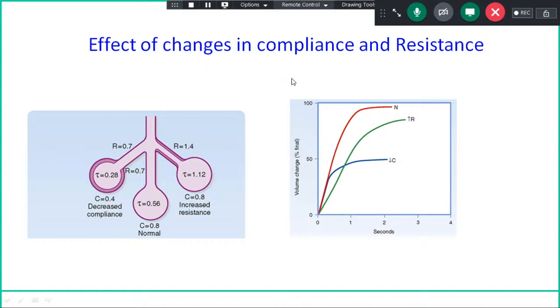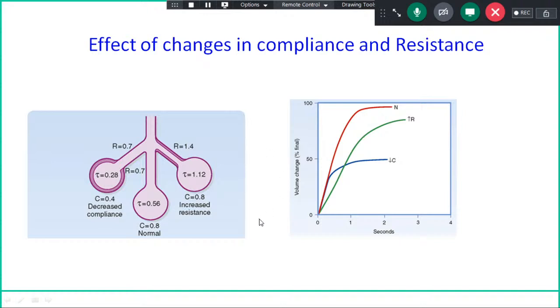That is given in terms of time constant. Time constant is a product of compliance and resistance, and by definition it is the time taken for 63% of the total ventilation to be received by a unit. So when 63% of the ventilation has been received, it is 67%, 2/3 is received, then it is one time constant.